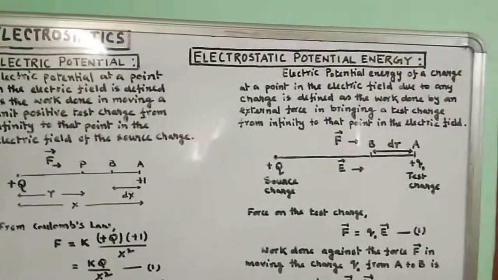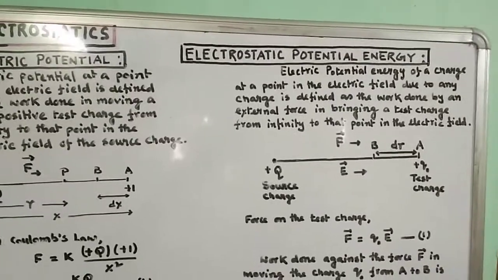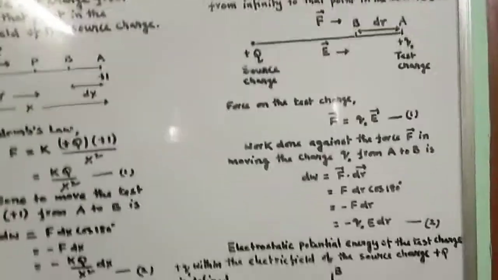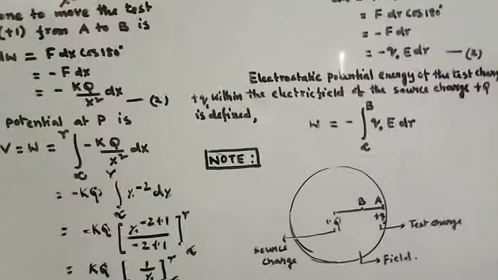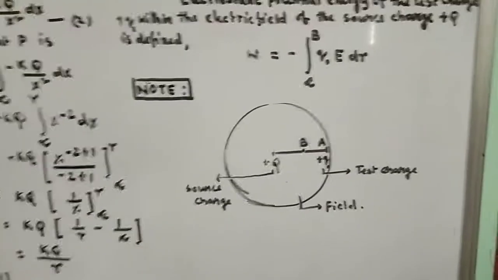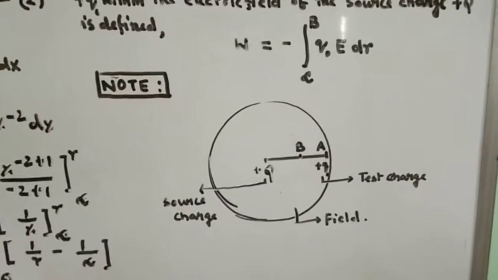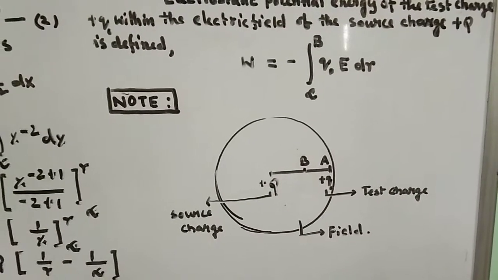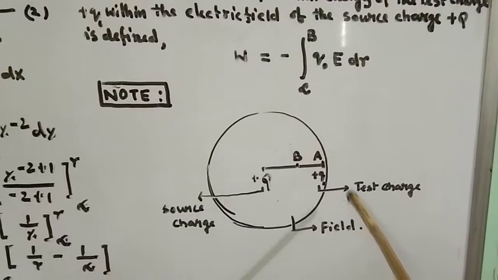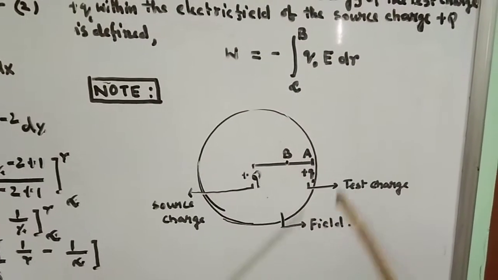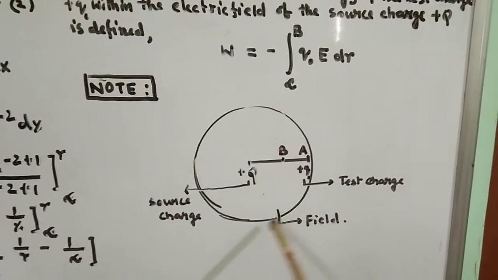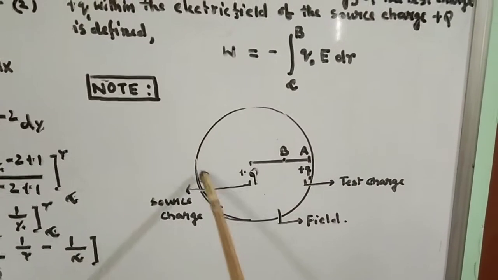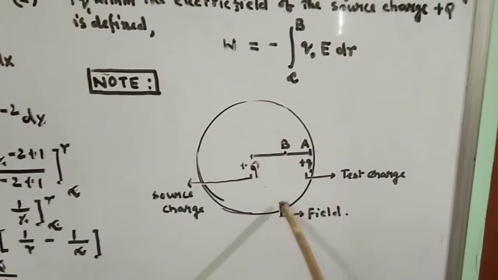Now before discussing this topic, electrostatic potential energy, let me go to this figure. Now you see this figure, what does this figure define? You have a source charge plus Q. Definitely, a charge creates an influencing region surrounding it, and this influencing region is nothing but the field. So here the field is this circular region, which we define as a field.